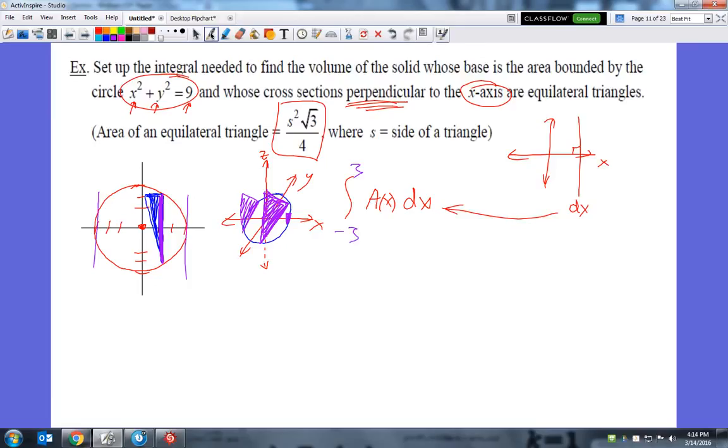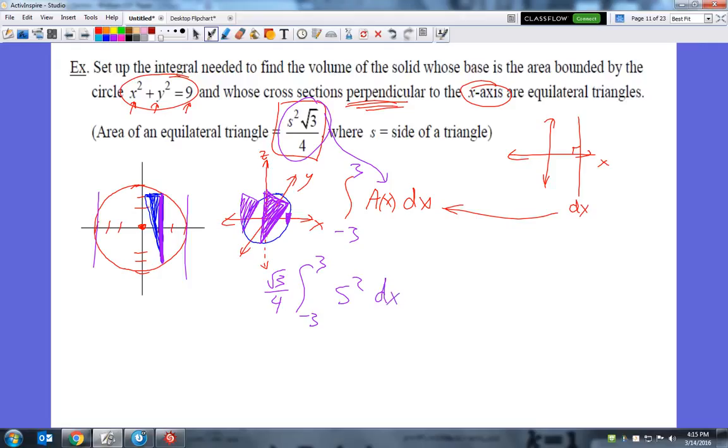Now, the equilateral triangle area formula is going to go right here where A of x is. So, it's -3 to 3. I might have said that wrong earlier; I might have said -√3 or +√3. The bounds are -3 to 3, and it's going to be s squared √3 over 4. I'm going to take this √3 over 4 out, constant multiple rule, and put it in front of the integrand. So √3 over 4, and then it's going to be dx.